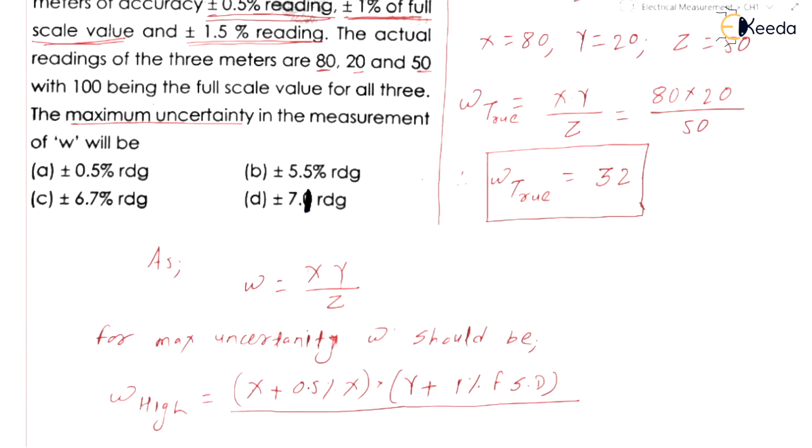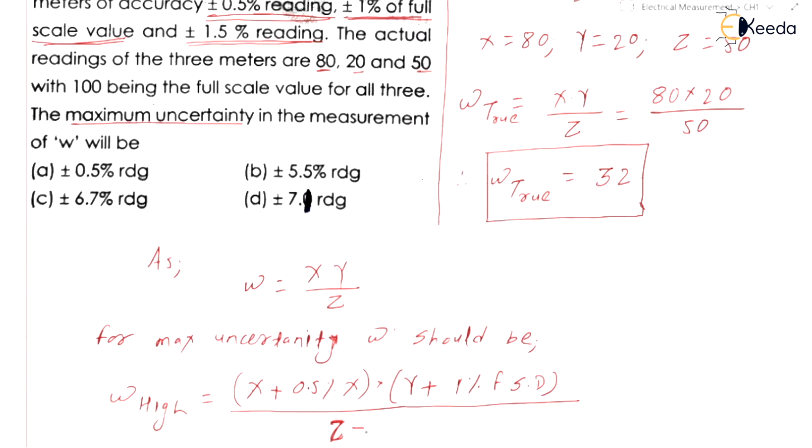Now for getting the highest possible value of w, the z, that is the denominator, should have the lowest possible value. Denominator should be at the lowest possible value. So for getting the lowest possible denominator, the accuracy of the meter which is measuring the variable z should be at the negative, right?